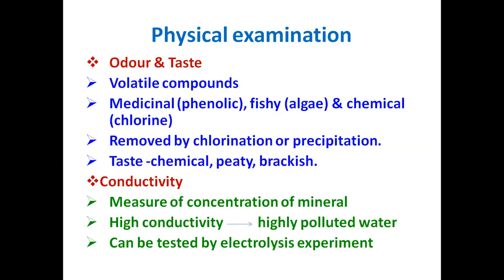So pure water will have less conductivity, while impure water, when there are inorganic salts, phenolic compounds, aromatic compounds, and chlorides, will have increased conductivity. So the higher the conductivity, the more polluted the water, or the higher the impurities. This can be tested by an electrolysis experiment, as well as simple microscopic or spectroscopic examinations, in order to check this conductivity impurity parameter.